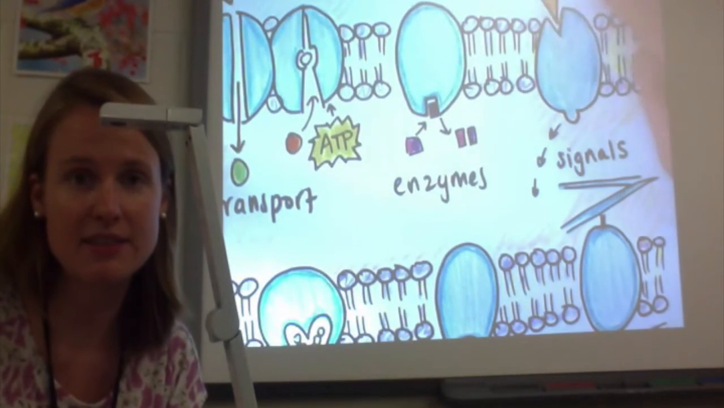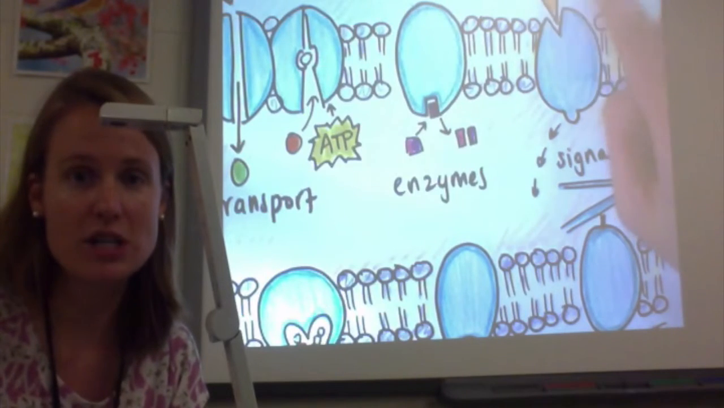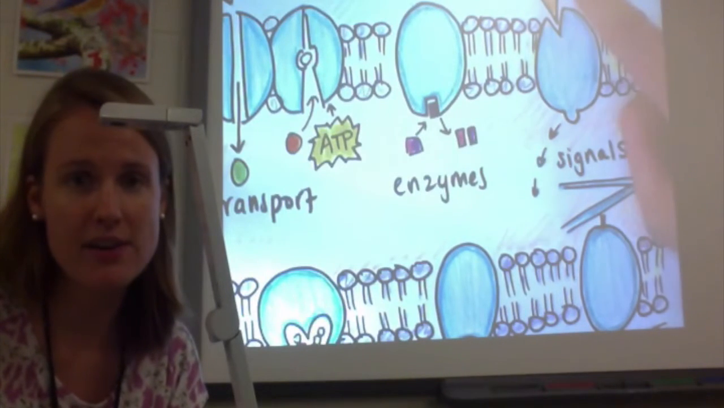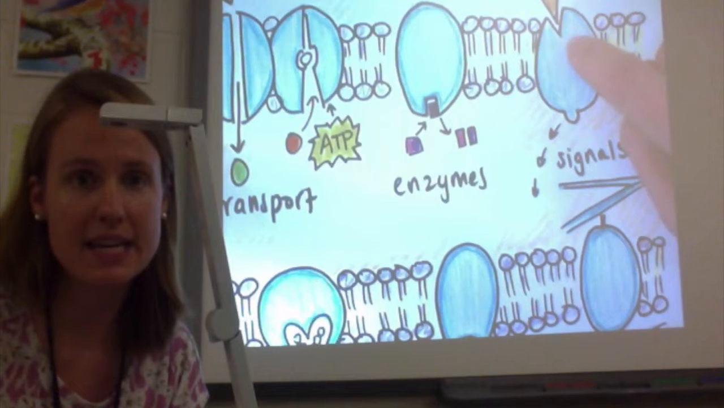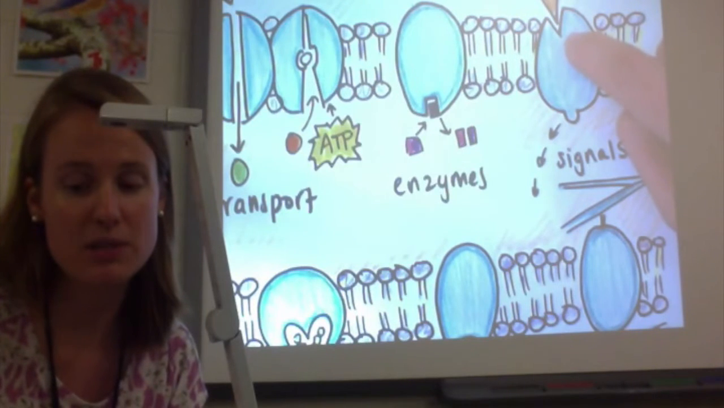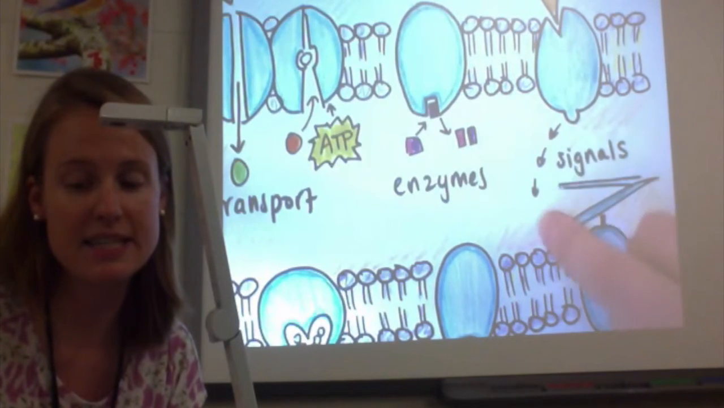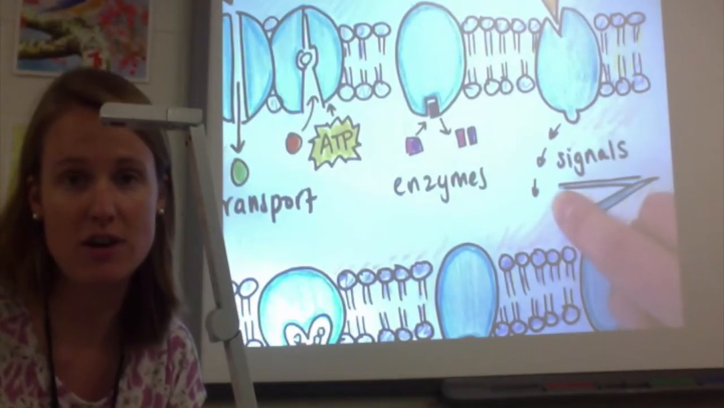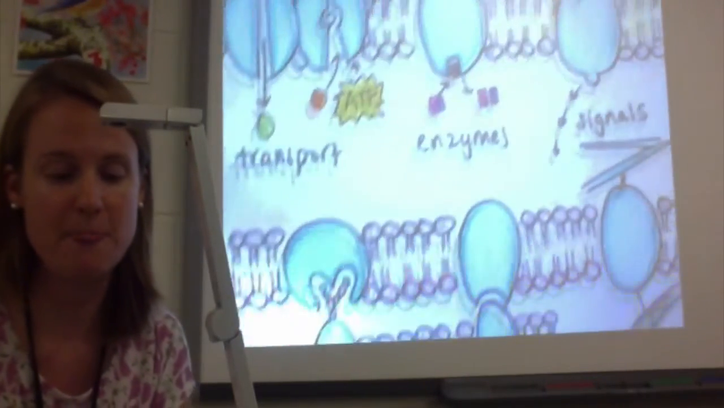So if this is the outside of the cell and there's these orange colored signals floating around out here, when one lands in the receptor of this protein, the signal would be sent down throughout the cell to where it needs to go, that signal is present.